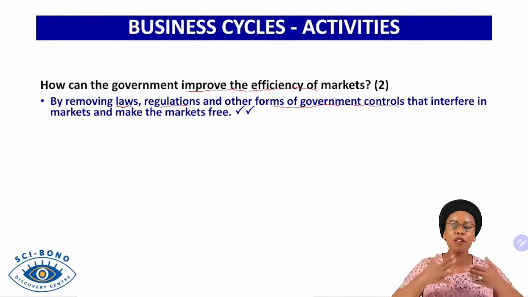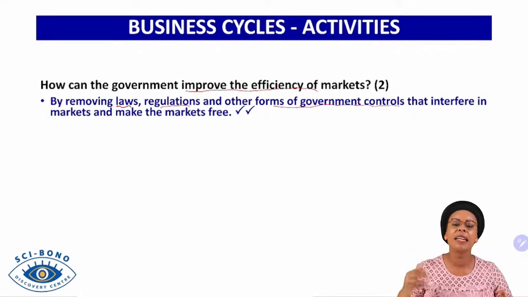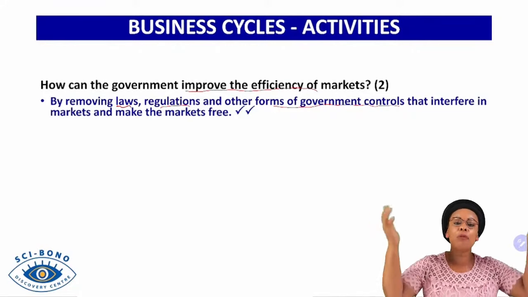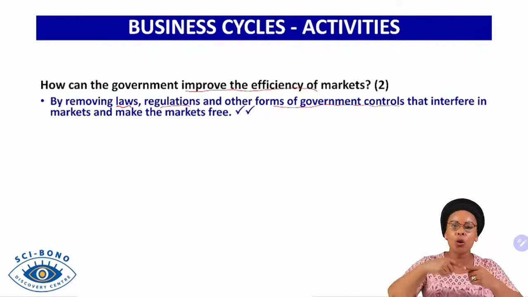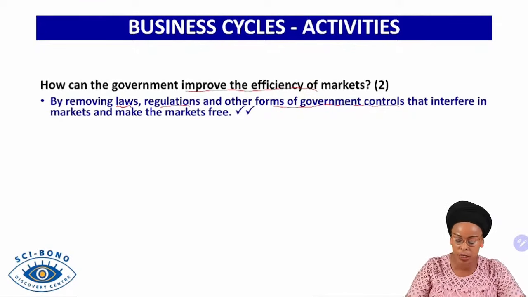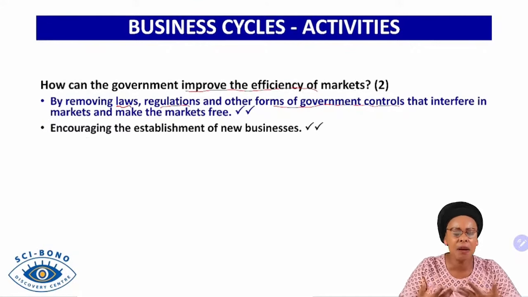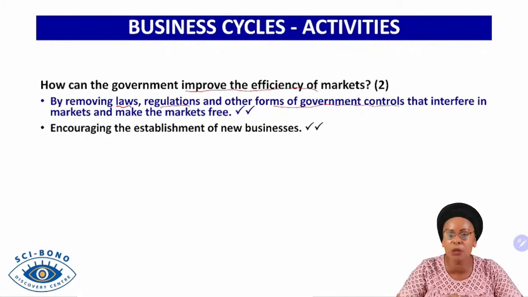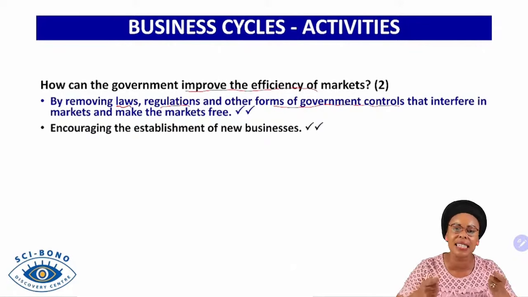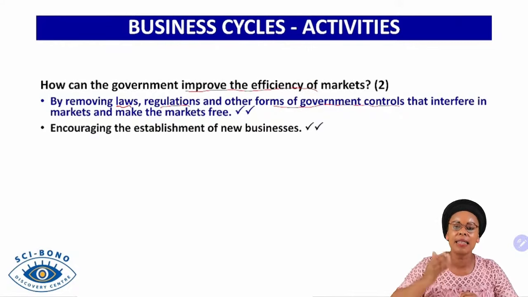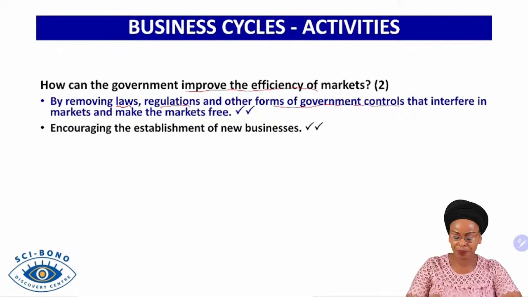If markets become free because the laws and rules have been removed, then other businesses will be able to enter that market and produce the same product, and supply will increase and also shift to the right. The government can also encourage establishment of new businesses. Sometimes when we encourage businesses to enter a market, the government can even use what? Subsidies or financial incentives or even funding to encourage them to enter the market. Then more of that particular product will be produced or supplied.